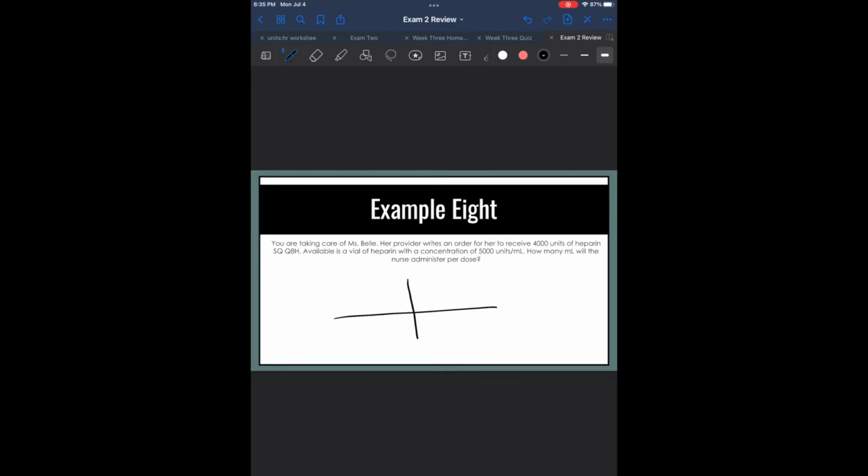So, drawing our dimensional analysis. Order on the left. So, 4,000 units. And what we have available on the right. So, 1 milliliter. And 5,000 units. Units cross out. We have milliliters left, which is what our answer needs to be. So we can multiply across the top and the bottom. We have 4,000 divided by 5,000, which is going to give us 0.8 milliliters.